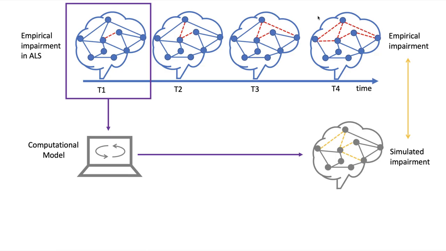And now this is not all that we want to do, right? We want to not only observe with network science, but we want to take it, build a model and predict what we think is happening, and then compare this prediction with the empirical impairment. So I developed a computer model that can simulate how this disease, ALS, spreads through the brain.